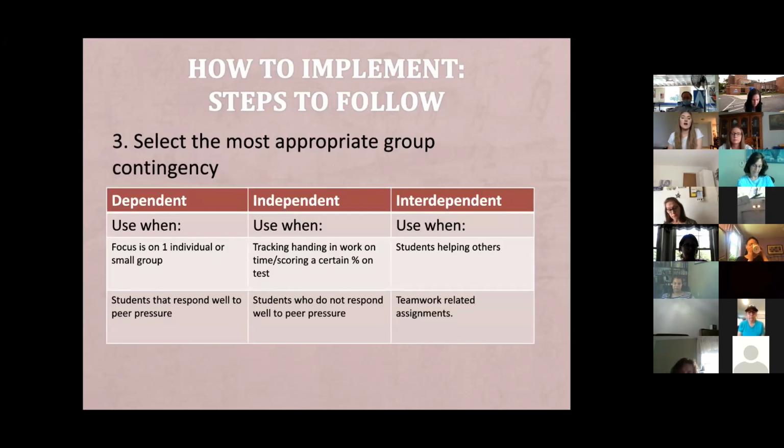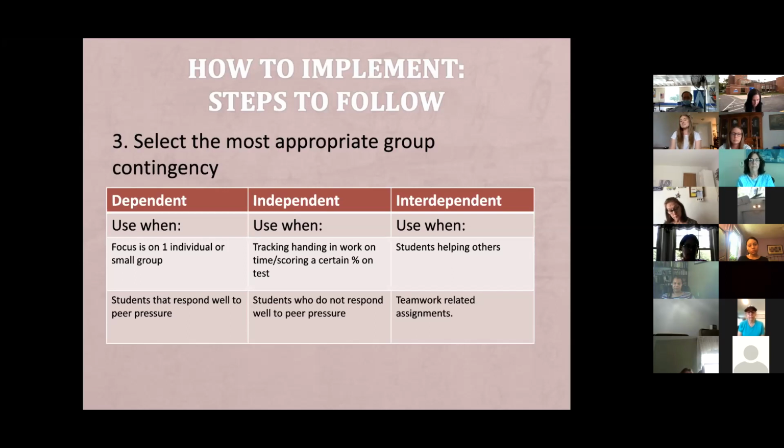Okay, so by now you're probably asking yourself, okay, this all sounds great, but there's 3 different types of group contingencies you're talking about. How do I know which is the best for which situation? And so this slide will help explain that a little better.